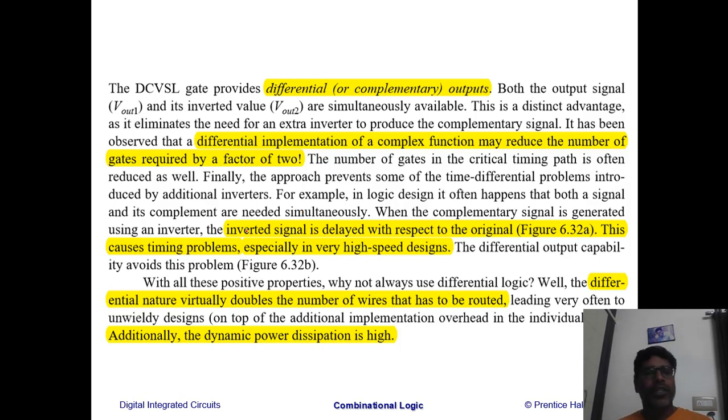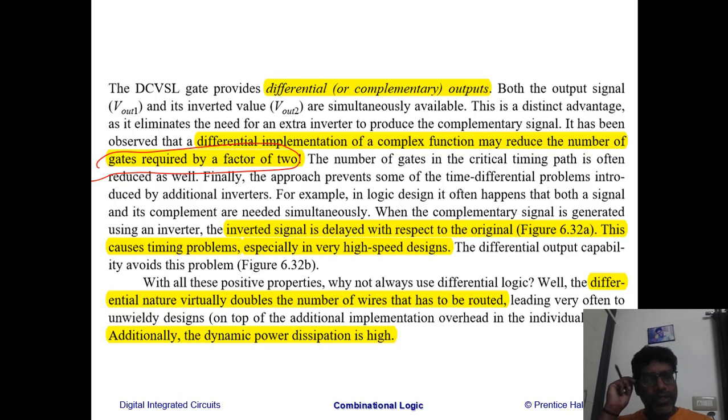By going for this logic, the number of gates get reduced by 50%. That's the beauty of this. And in fact, the speed of the network also gets increased. All these are again an added advantage of this.